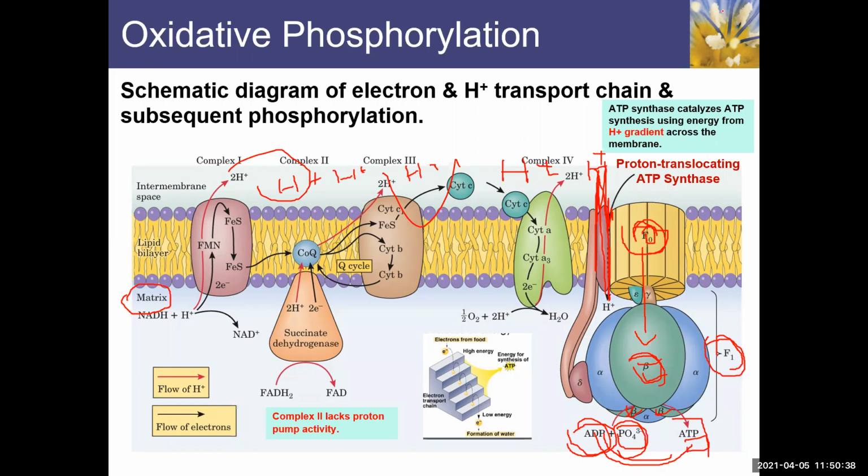Okay. Let's finish with the protons first. Then we'll come to the electrons. So what did we do with those protons? How did this proton gradient help us?